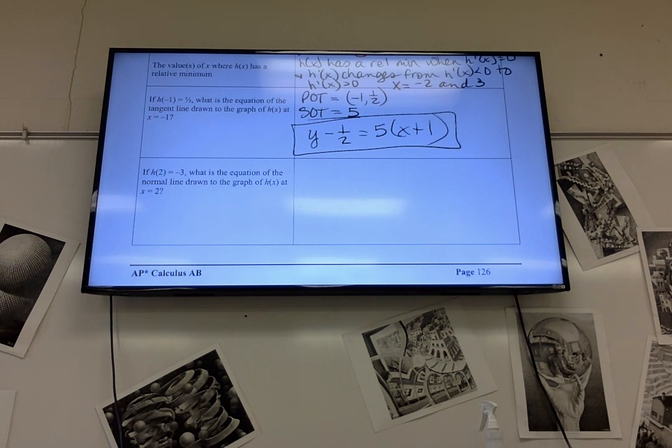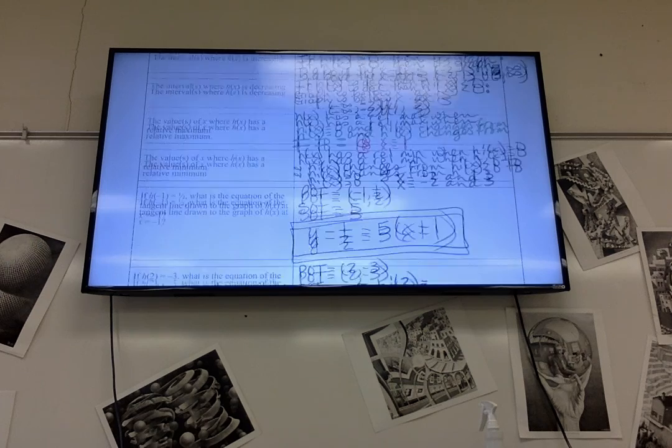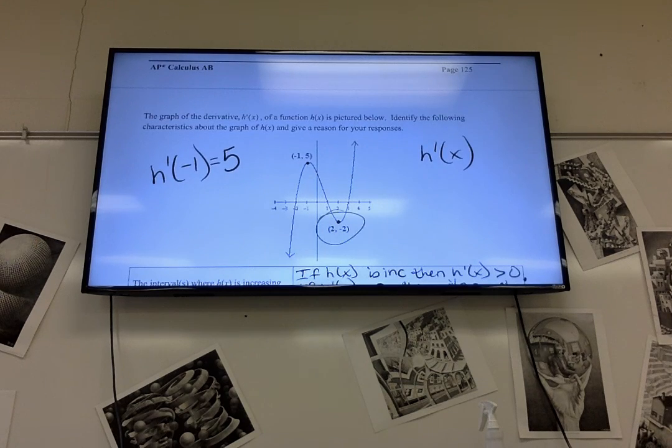The next one is talking about the normal line. So if h of 2 equals -3, what is the equation of the normal line drawn to the graph of h of x at x equals 2? So again, point, slope. What's the point of tangency? 2, -3. Yep. Now, let's do the original slope first. So if I look up here, that means I want to find h prime of 2, which would be -2. Yes, it would be. It's right here.